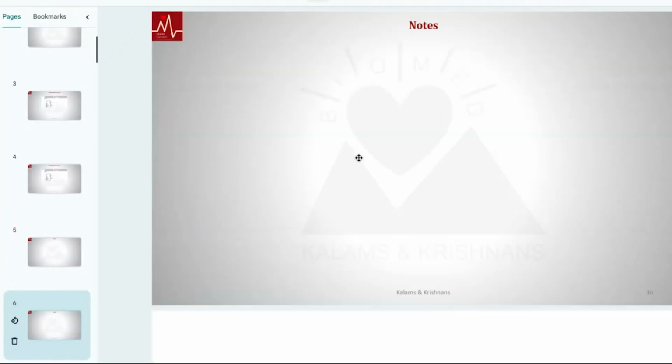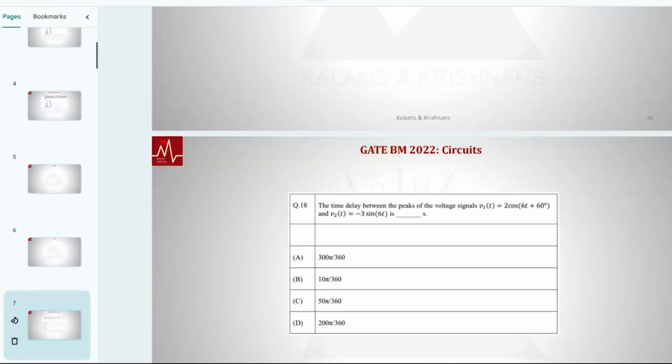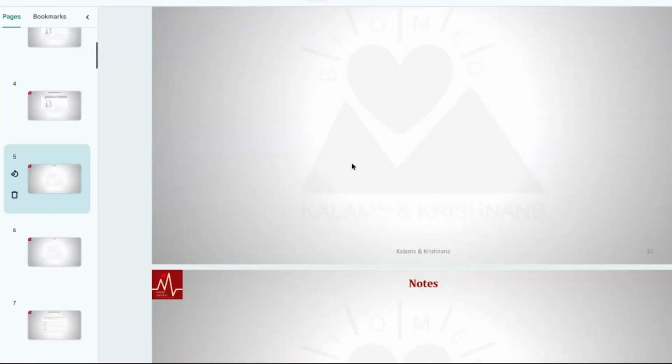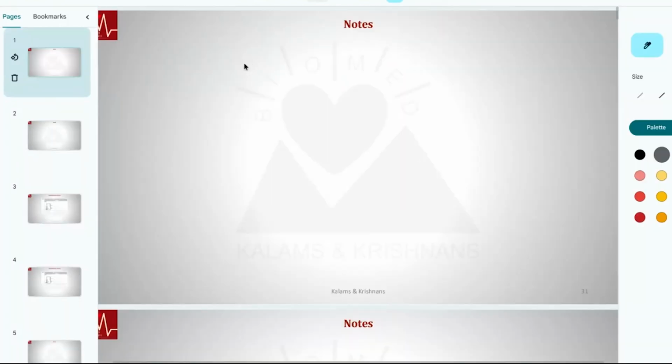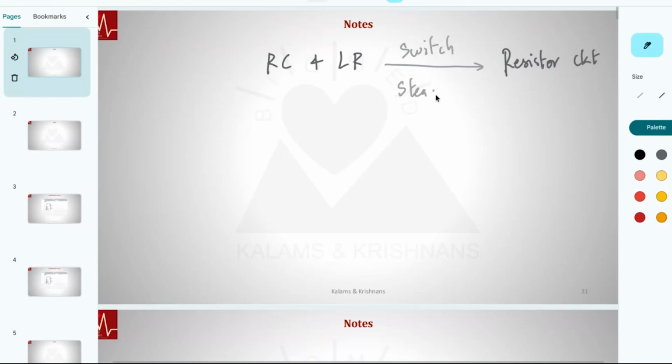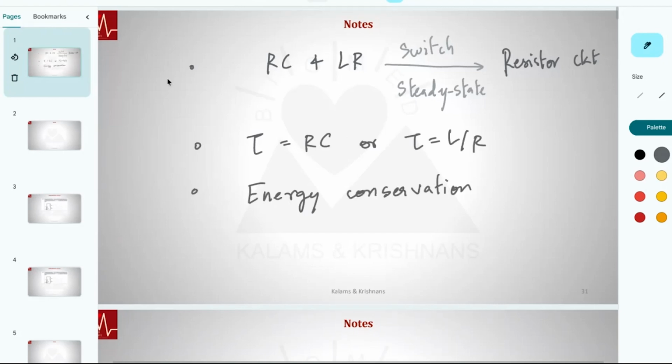There is one bit that I want to discuss. There is something called a phasor representation. Notice here what you had: RC and LR circuits. Typically you have a switch, and I said this becomes a resistor. There is a steady state that you displayed. Then the time constant tau is RC, or tau is L over R. Then we have energy conservation. All these three things we have seen from a DC circuit perspective.